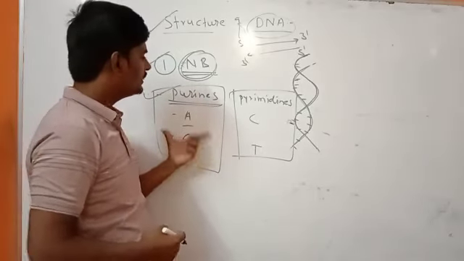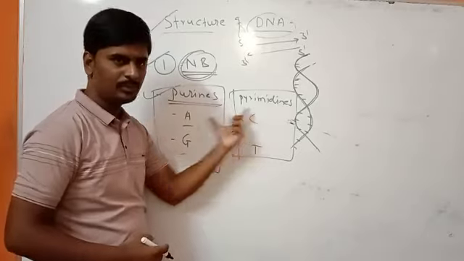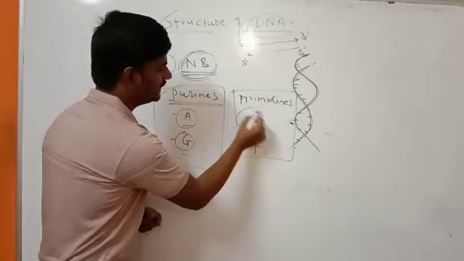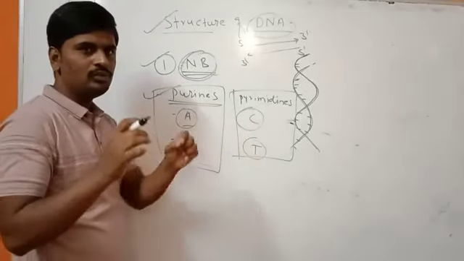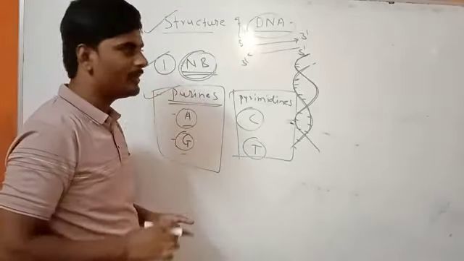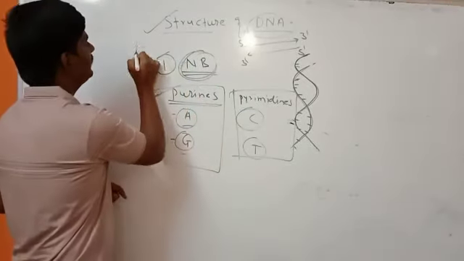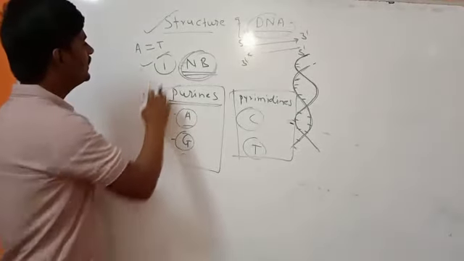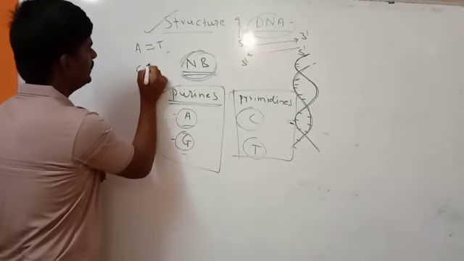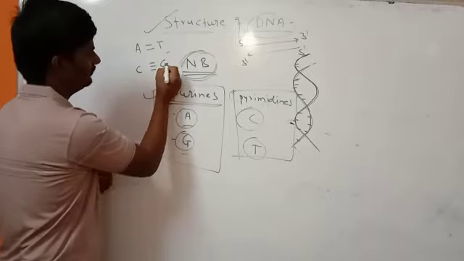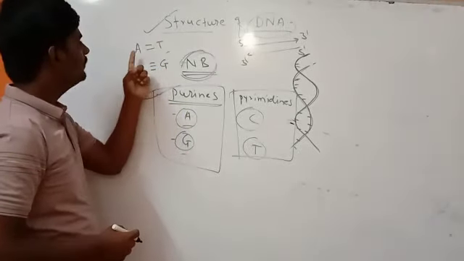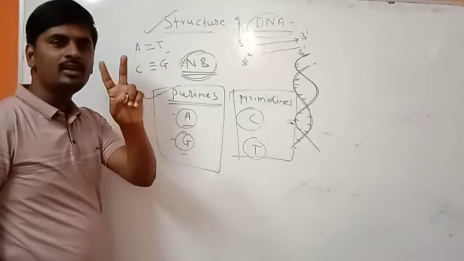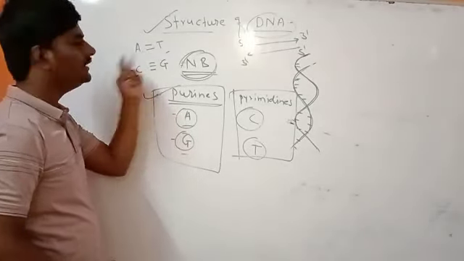So when we discuss purines and pyrimidines, that is adenine, guanine, cytosine and thymine, you just have to keep one thing in mind: adenine always pairs with thymine, while cytosine always pairs with guanine. Adenine always pairs with thymine, and there are two hydrogen bonds present between them.